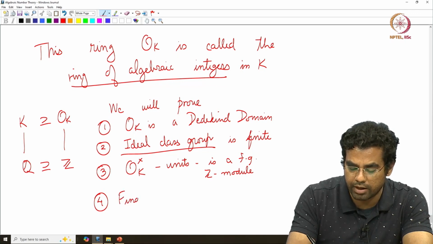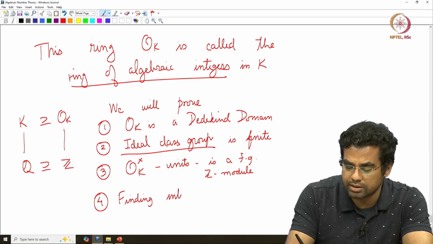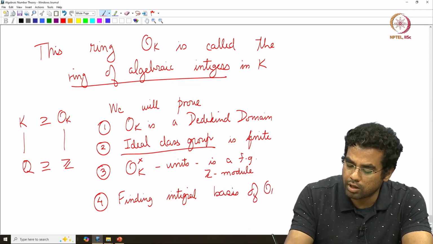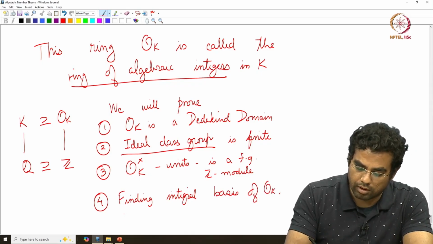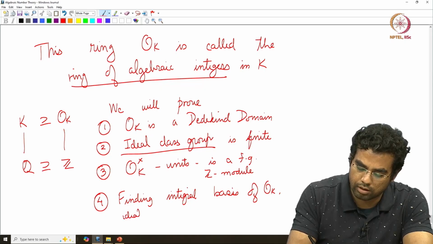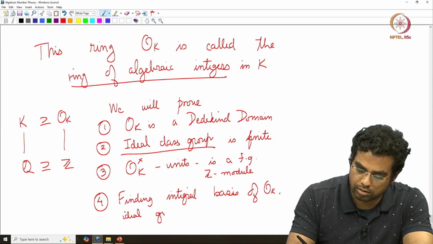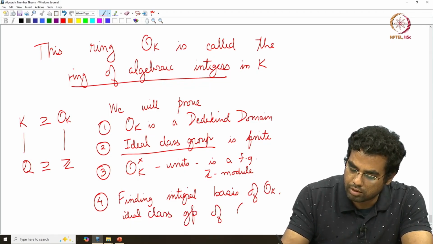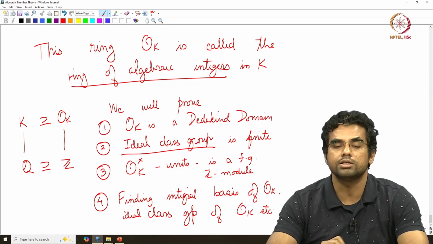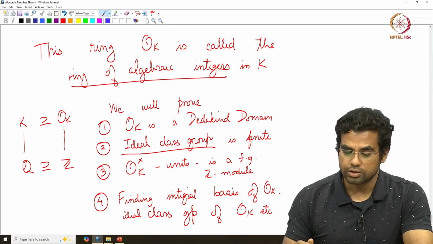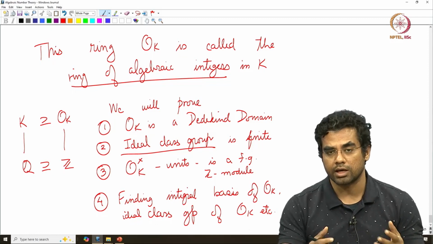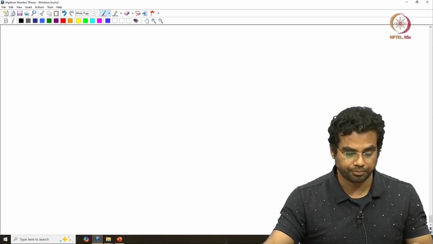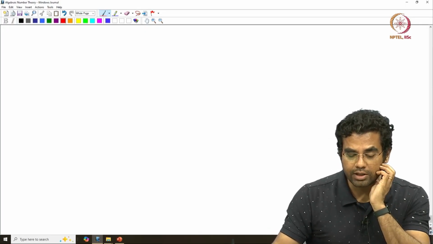So, for example, finding an integral basis of O_K, the ideal class group of O_K, etc. So, we will look at all these things over this course. Our main object of study is actually the ring of integers in a number field. But we will have to look at some generalities first.